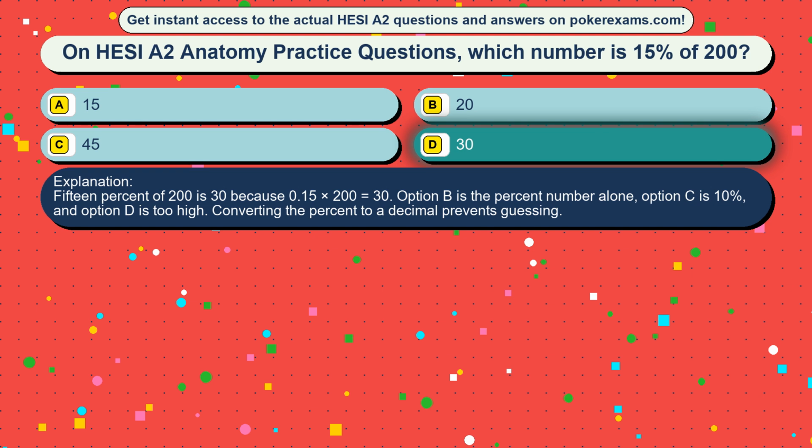15% of 200 is 30 because 0.15 × 200 equals 30. Option B is the percent number alone, option C is 10%, and option D is too high. Converting the percent to a decimal prevents guessing.